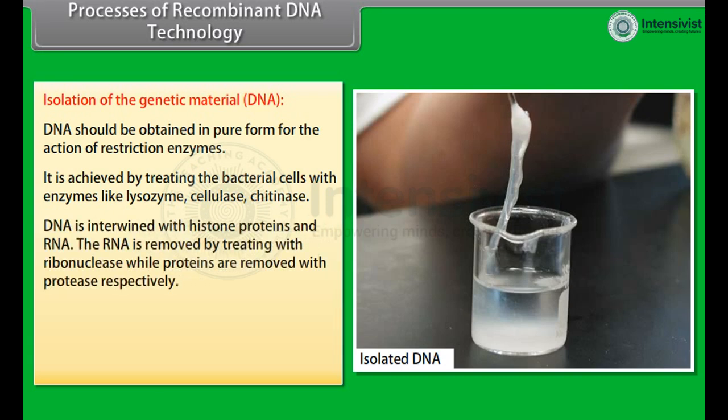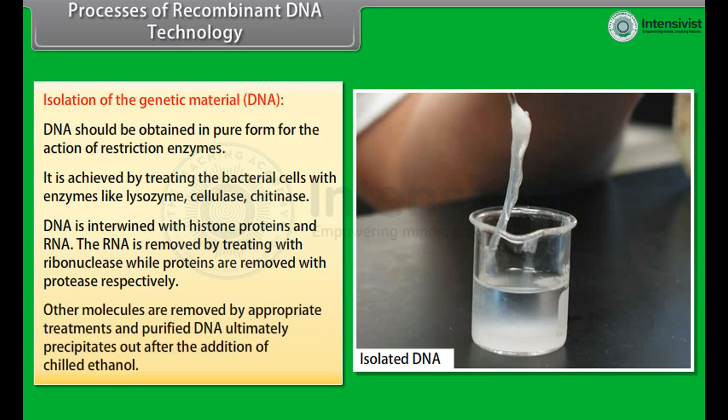DNA is intertwined with histone proteins and RNA. The RNA is removed by treating with ribonuclease, while proteins are removed with protease, respectively. Other molecules are removed by appropriate treatments, and purified DNA ultimately precipitates out after the addition of chilled ethanol.